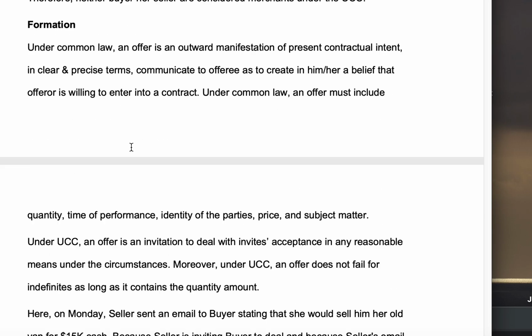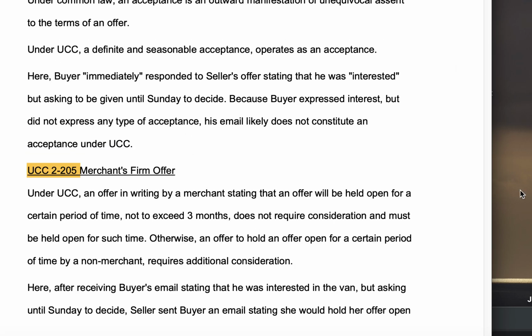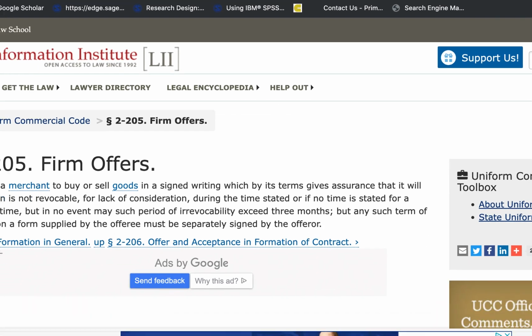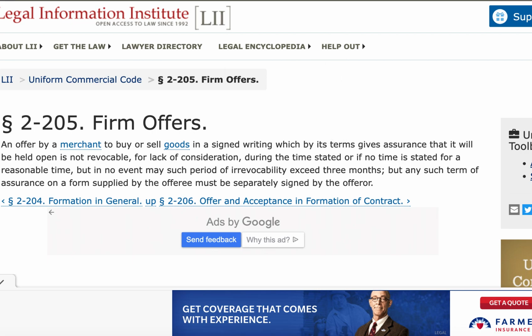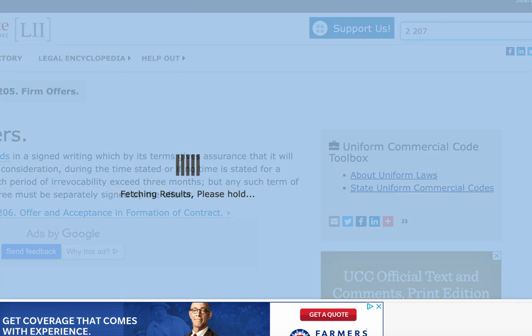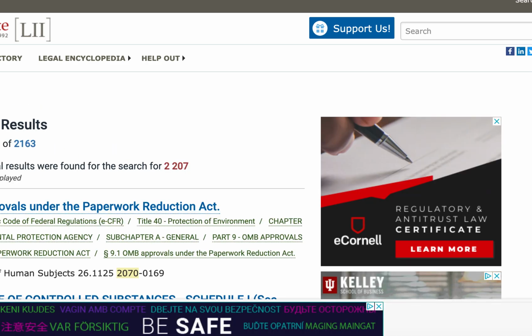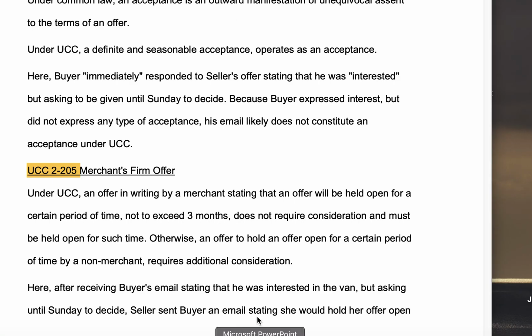So there you go. The UCC is not going to be too hard, and you don't have to know these, but you might want to jot down the UCC basics, like 2207. Oh, it doesn't want to show it. Okay, so this is a, anyway. There's a whole list of the UCC.